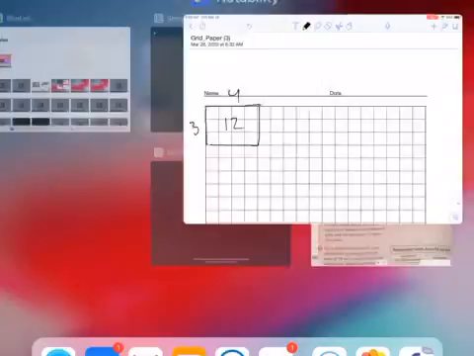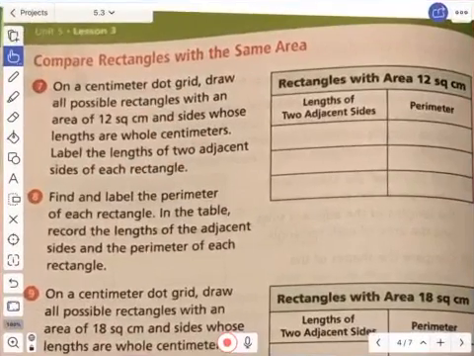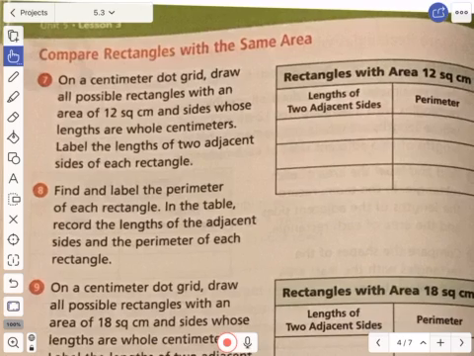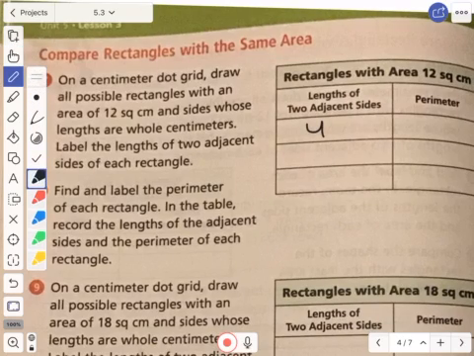So it needs to be an area of 12. Well, I just have to think about which numbers equal 12. Oh, okay, well, I know 3 times 4 equals 12. So 1, 2, 3, 4. 1, 2, 3. Because remember that area is just length times width. Well, 4 times 3 is 12. So it's my area. Okay, so in my record here, I'm just going to do 4 and 3. Length is 4, width is 3.